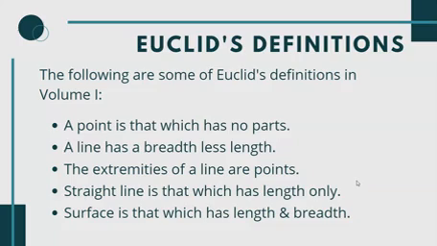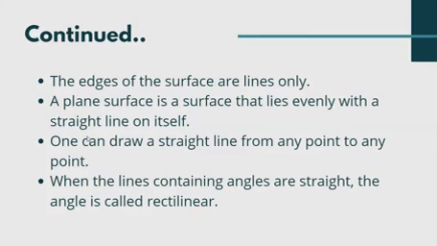A line has a breadthless length. It says that a line will have one dimension. The extremities of a line are points. The straight line is that which has length only. It means a straight line has no width. Surface is that which has length and breadth. A surface has length and breadth but no thickness. Therefore, a surface has two dimensions. The edges of the surface are lines only. For example, a hemisphere is a surface and its edge is the circumference of a circle, a kind of line.